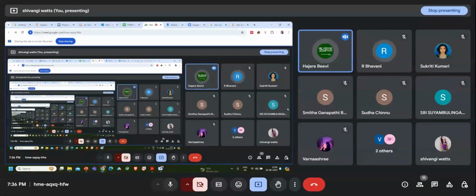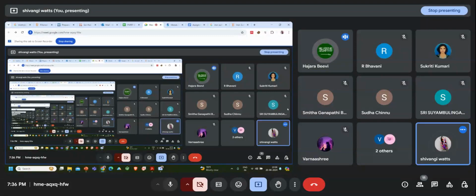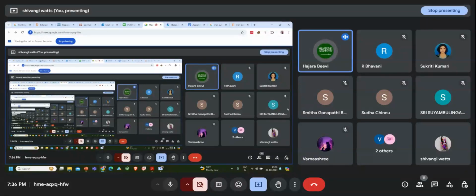Same, ma'am, in assignment 4, I have a doubt in a question, that is, which of the following is not an example of an iron sulfur protein? Methane monooxygenase. Hmm. Methane monooxygenase is an iron sulfur protein.